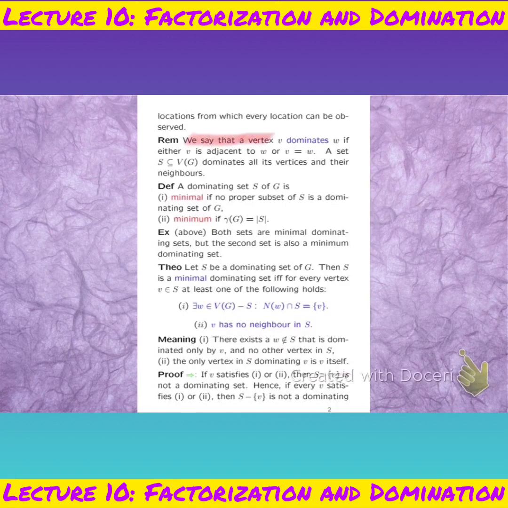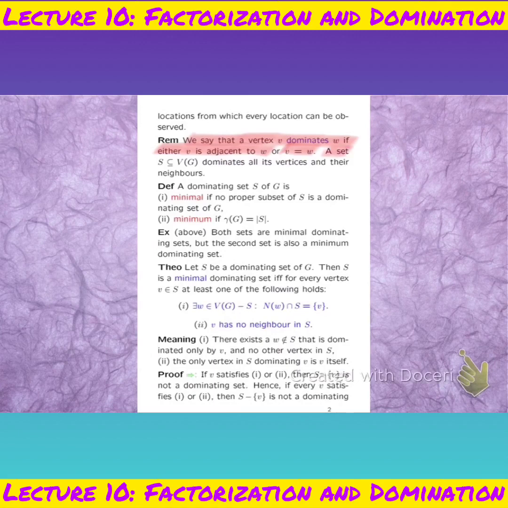Now, we say that a vertex V dominates W if either V is adjacent to W, or if V is in fact equal to W. So a vertex can dominate another vertex, or it can dominate itself.